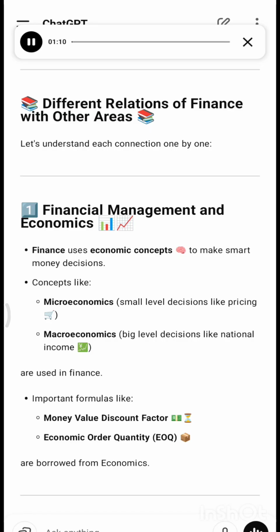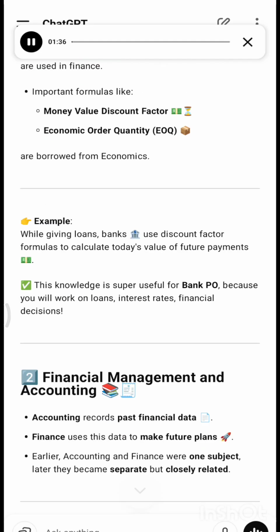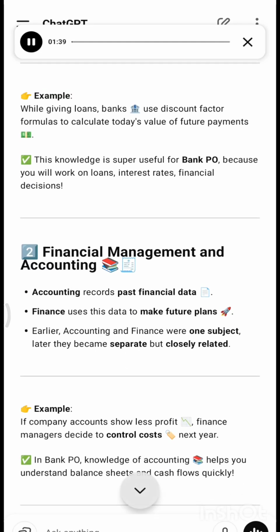Number 1, financial management and economics. Finance uses economic concepts to make smart money decisions. Concepts like microeconomics, small-level decisions like pricing, and macroeconomics, big-level decisions like national income, are used in finance. Important formulas like time value of money, discount factor, and economic order quantity, EOQ, are borrowed from economics. While giving loans, banks use discount factor formulas to calculate today's value of future payments. This knowledge is super useful for Bank PO because you will work on loans, interest rates, financial decisions.